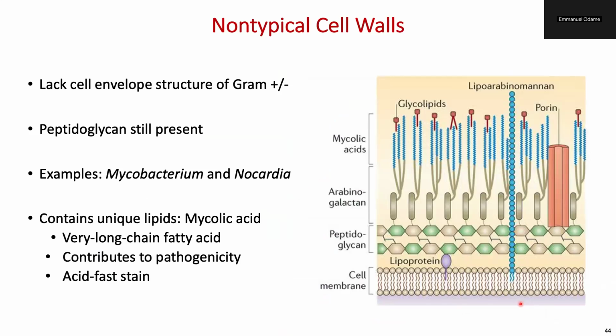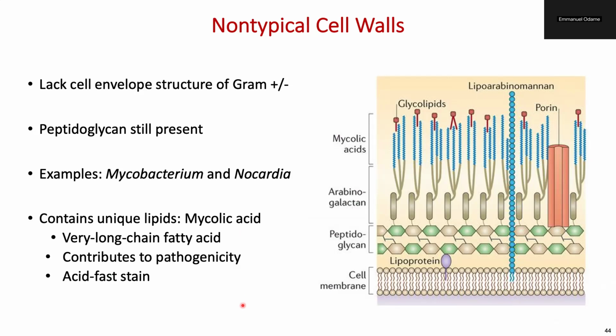So now we talk more about the cell wall and what is in gram negative and gram positive. There's another group which is basically non-typical cell walls. These cell walls lack the cell membrane structure of either gram positive or gram negative bacteria. Sorry, the peptidoglycan is still present. Examples of these bacteria include Mycobacterium and Nocardia.